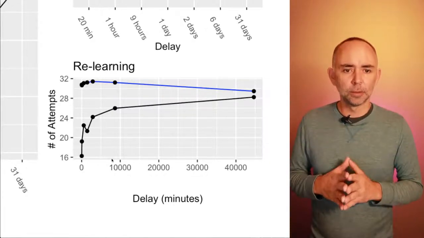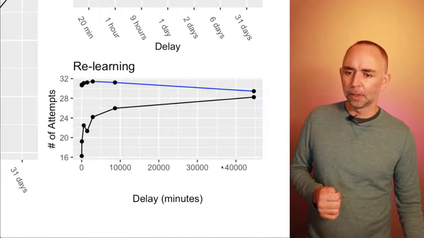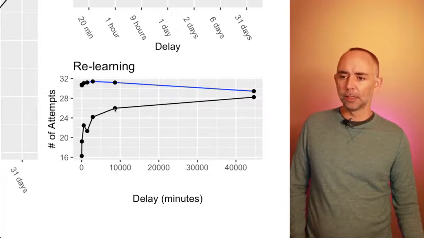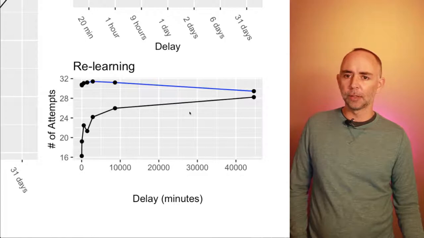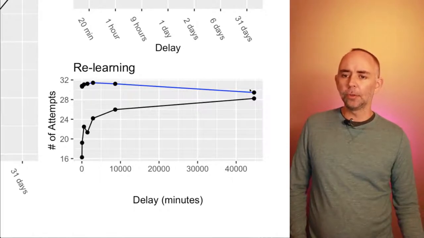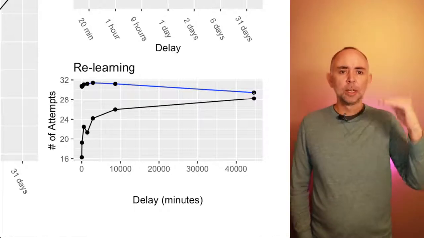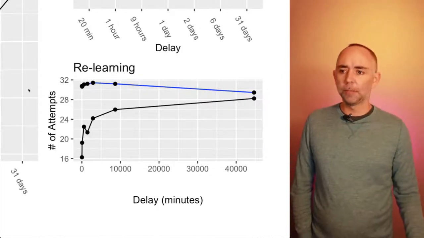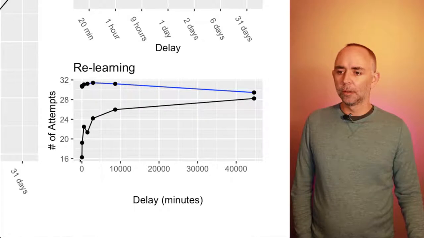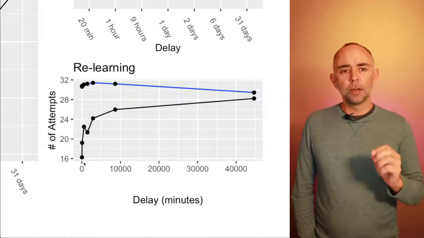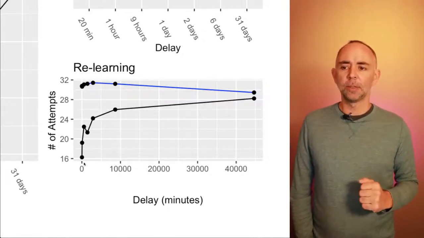scale. On the bottom here is the delay in minutes. So we have 20 minutes. These ones are less than a day, and then these are the 31 days, probably, that thing. 31 days, 6 days, 2 days, 1 day, 9 hours, 1 hour, 20 minutes. The blue line is just a reference for us. It's just how many times it took to learn the list originally. And it was always about 30 times. These black dots down here with the connected black line show how many relearning attempts were necessary.